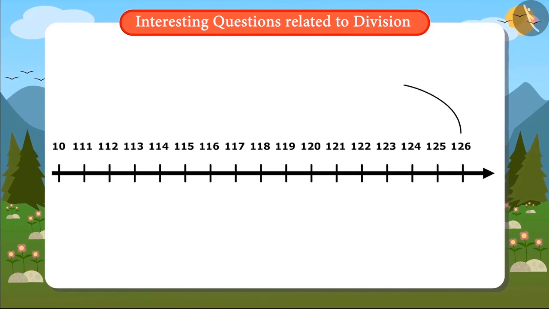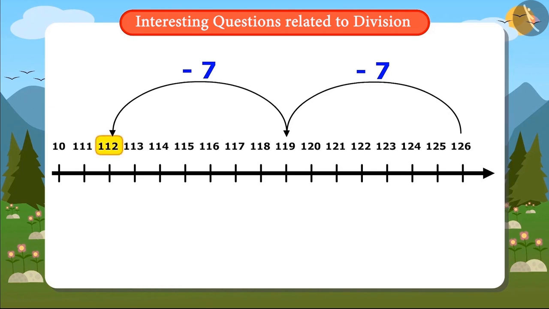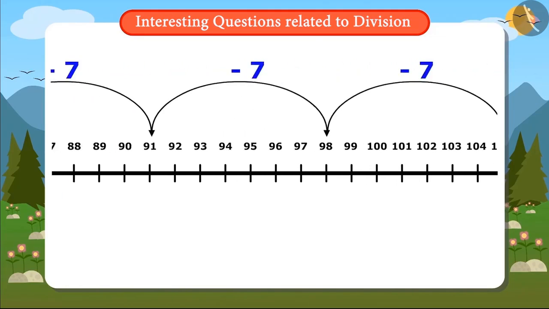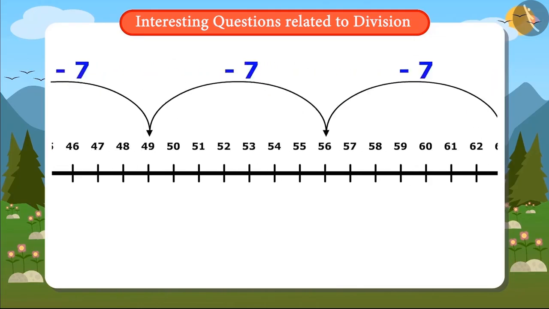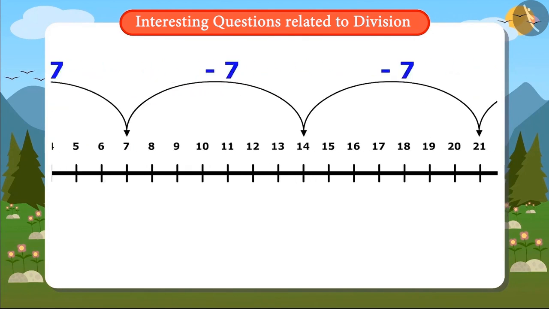And now if I subtract 7 from 126, I know that after one day I will be left with 119 rupees. Now I will subtract 7 from 119. The answer is 112. By this I get to know that after 2 days, I will be left with only 112 rupees. Likewise, I will keep subtracting 7 on this number line till I reach the figure 0.